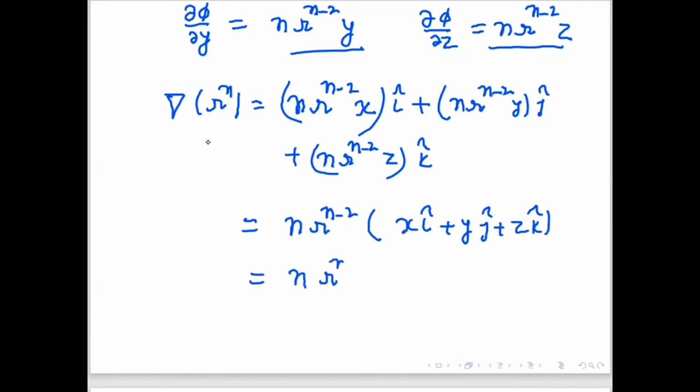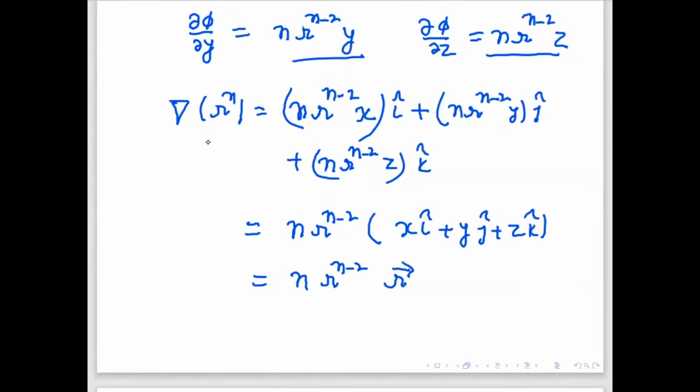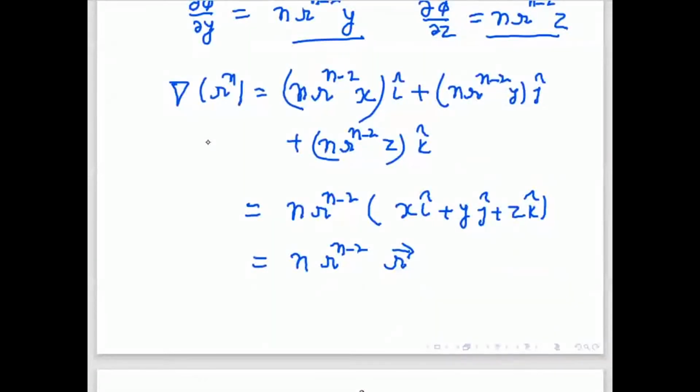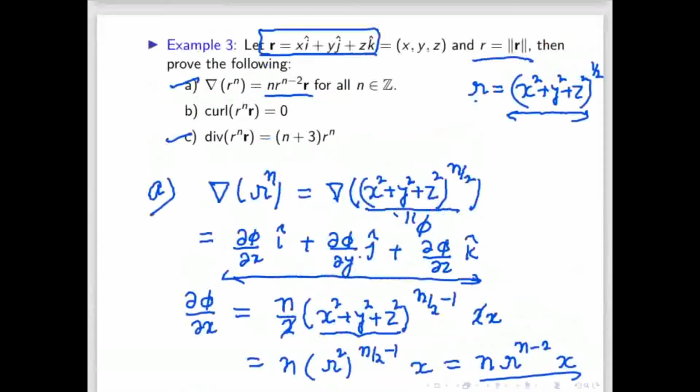And that is r. This is a vector r. This is given r, so I cannot put it bold, so I am using vector notation. That means x i cap plus y j cap plus z k cap is this r. This r and this r are different, so this is the bold r, that means vector r. This is the modulus of that. So this is part A.